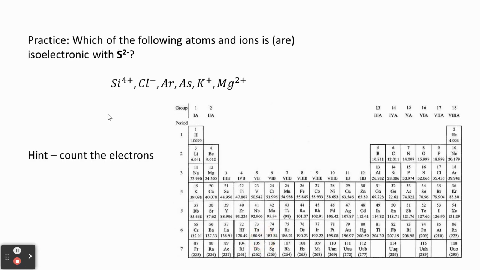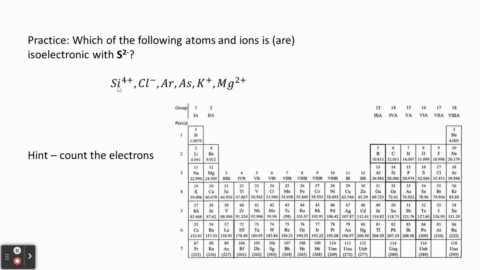So which of the following atoms and ions is or are isoelectronic to sulfide? So what you want to do is figure out how many electrons there are in a sulfide ion, and then figure out how many electrons there would be in each of these examples, and you're going to match up which would be isoelectronic. So sulfide, we find sulfur here has 16 electrons. A -2 charge means it's gained 2 electrons, so it has 18 electrons.